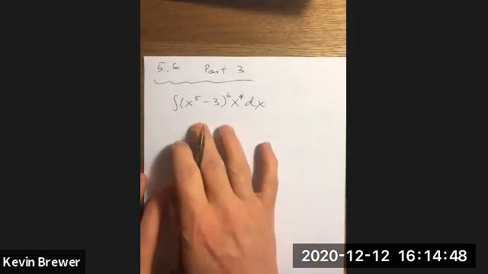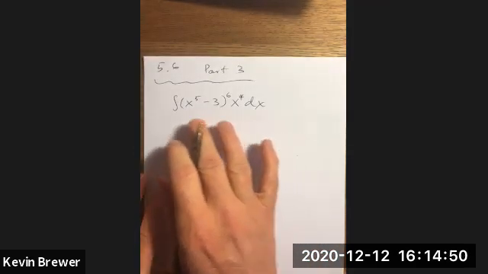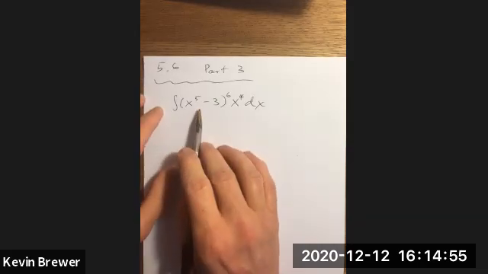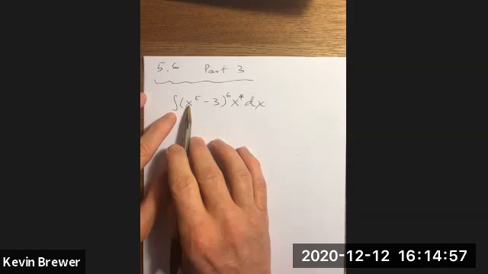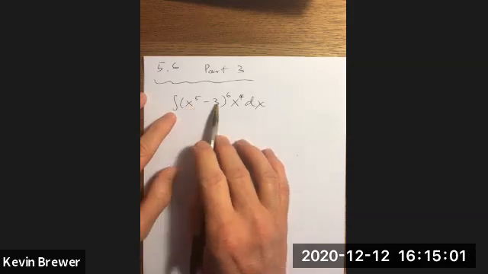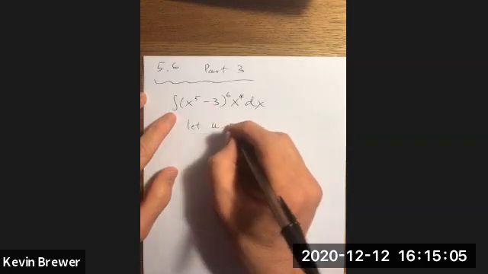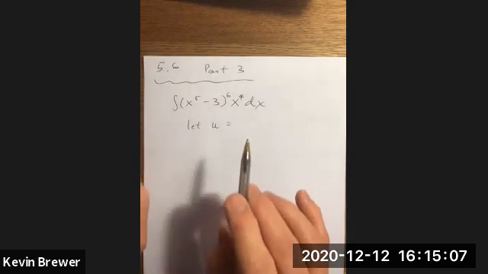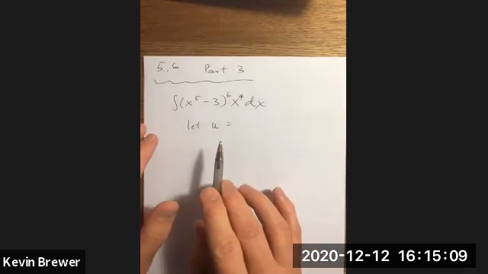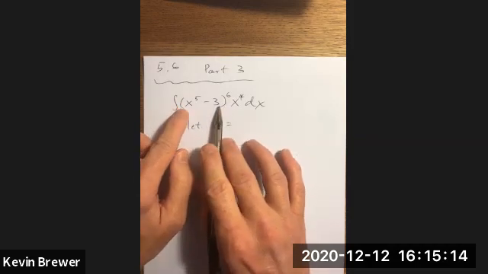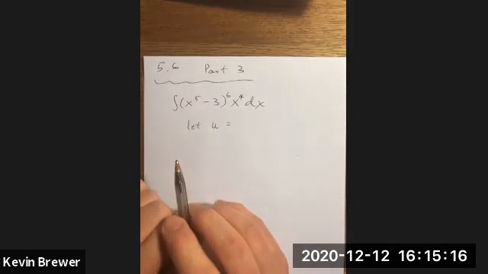I'm going to start us off on this one, and then I'm going to ask you to press pause and see if you can finish it on your own. The thing I'm going to remind us all of in the beginning is that we're always going to let u equal the inside function. So you're looking for composition, and here we see composition. We see a function raised to the 6th power.